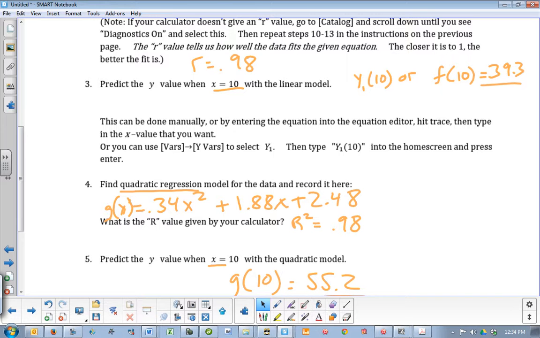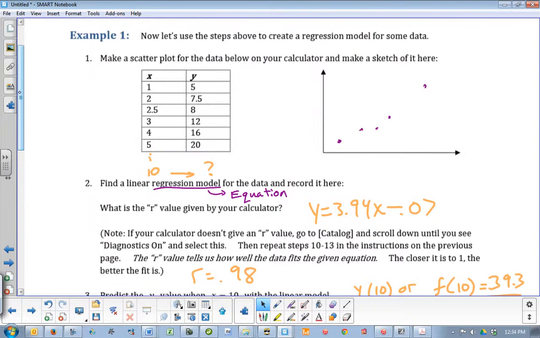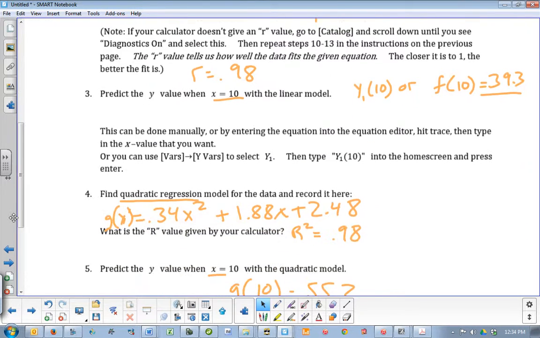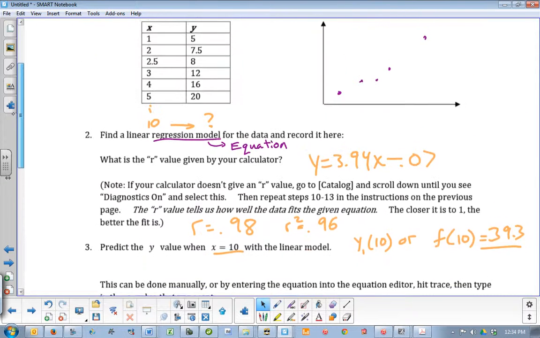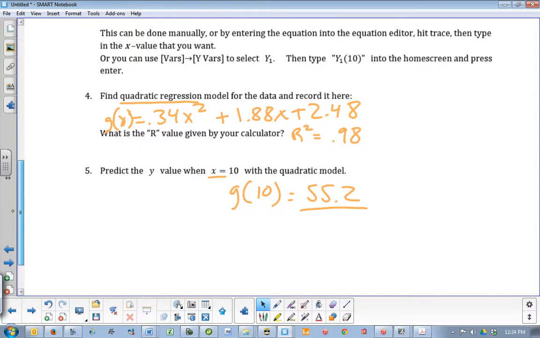So if this is real data, like we'll look at in class, then we need to have some reason for picking either the linear or the quadratic. They both had pretty good fits. In fact, they both had 0.98. If we look back at the r squared on the linear one, it was a little bit less, like 0.96. Don't worry too much about what that means statistically. If you take statistics later in your life, in future years, then you'll figure that out. So that's how we can use our calculator to get a regression equation, whether it's linear or quadratic.